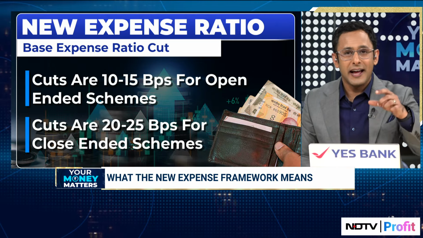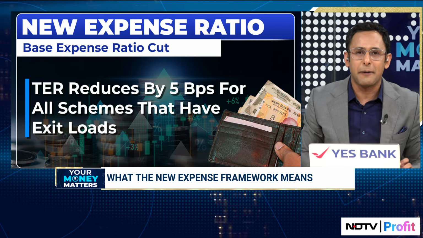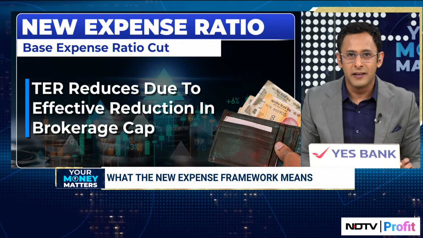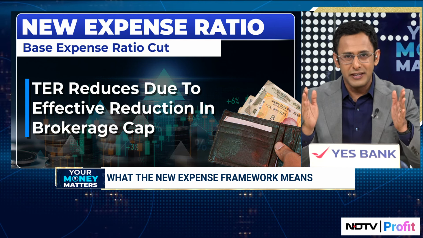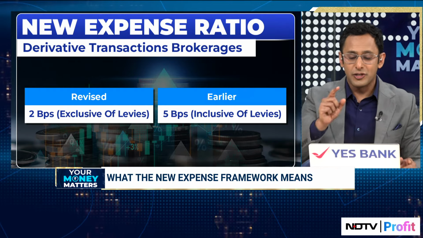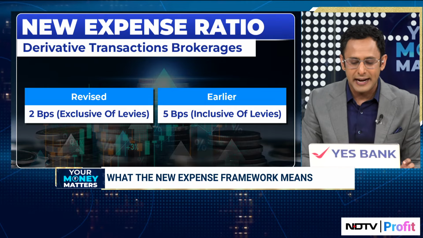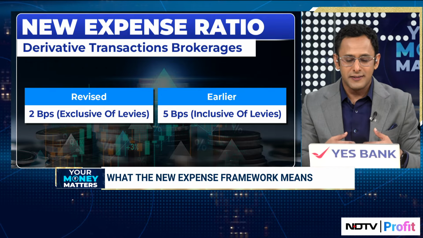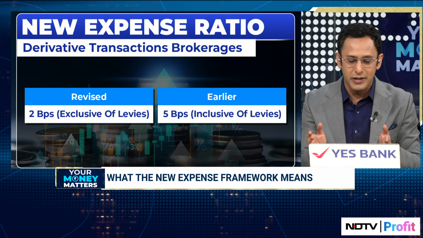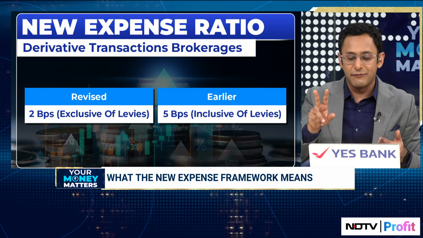So that has happened. And the brokerage that I mentioned, that is part of those 4 components, the SEBI has reduced the cap that is allowed for these mutual fund schemes so they can charge less to you, the investor. It used to be 12 basis points with levies. It has now become 6 basis points for cash transactions without levies. And so if you account for the levies, effectively the difference is about 4 basis points, 4.3 to be exact. Now, what is the result of this? You have a situation where the cuts for the base ratio are between 10 and 15 basis points for open-ended schemes, and for closed-ended schemes, between 20 and 25 basis points.